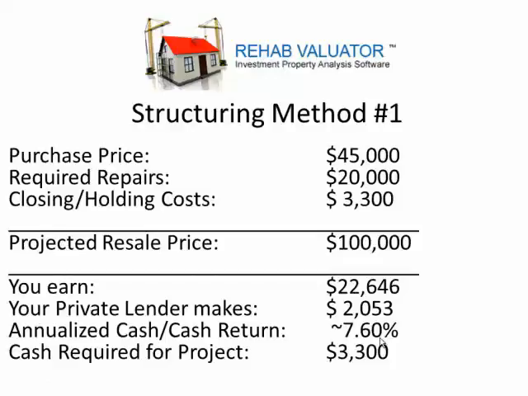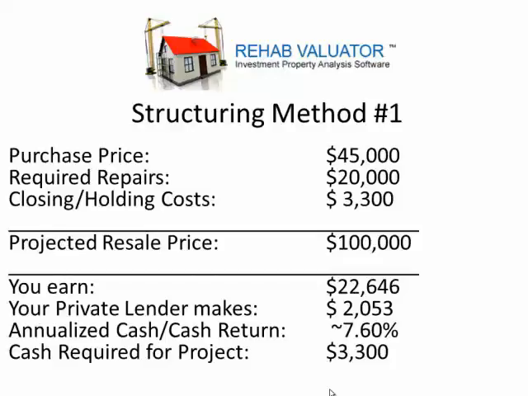Your cash required for the life of the project is $3,300 for your closing and holding costs, and even that can be negotiated into the loan. Again, private money, you can negotiate anything. You want to give your car as security for the loan instead of real estate? I mean, you can literally negotiate anything.